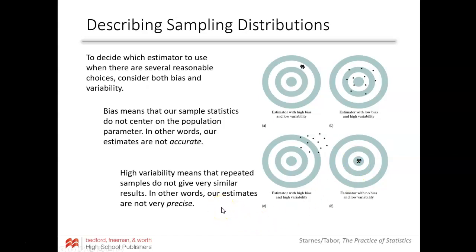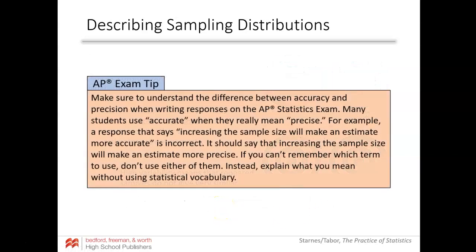And here comes the warning, I bet. Oh, yes. Exam tip. There's a lot of kids who misuse the words accurate and precise. So their example here is a respondent might say, increasing the sample size will make an estimate more accurate. That's not the right way to say it. Increasing the sample size would make an estimate more precise.